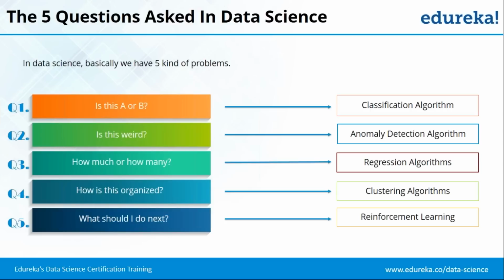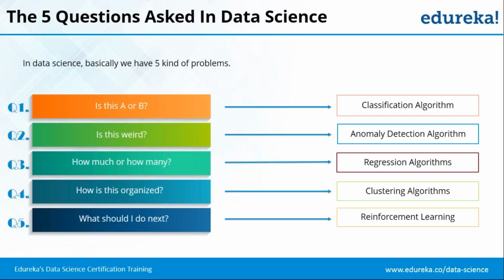All right. Our next question is: is this weird? Basically this question deals with patterns. Whenever there is a change in pattern, the algorithm detects that, and the algorithms which deal with these kinds of problems are called anomaly detection algorithms. Then you have questions which are quantifiable, wherein you ask numbers, how much or how many, right? For example, what will be the temperature for tomorrow? Or after how many days will it rain? All these kinds of questions are tackled by algorithms called regression algorithms.